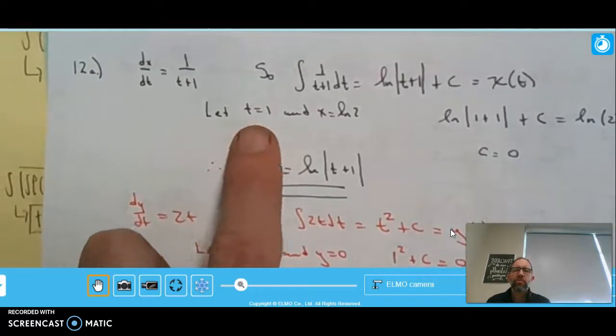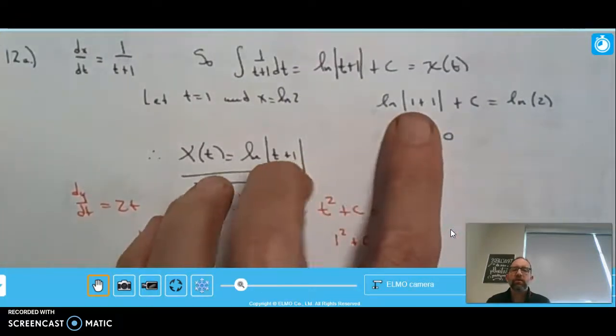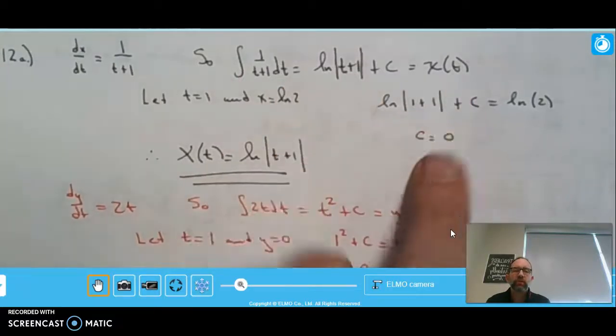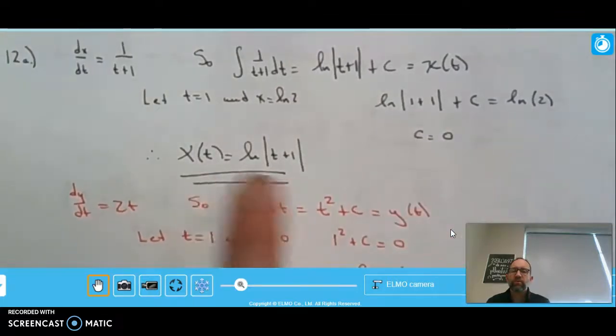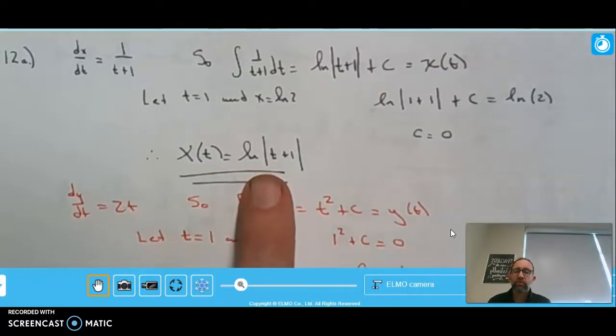We know that when t is 1, x is the natural log of 2. So if we substitute in t equals 1 and x equals the natural log of 2, we get that the constant is 0. Therefore, this is the parametric equation that gives us the x-coordinate of the position of the particle.